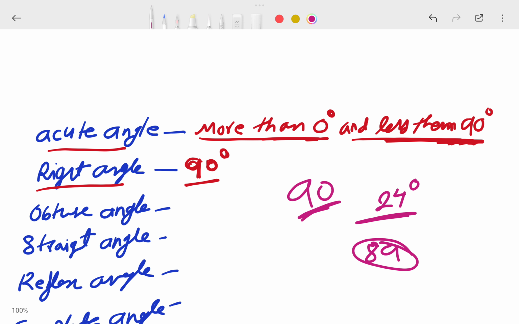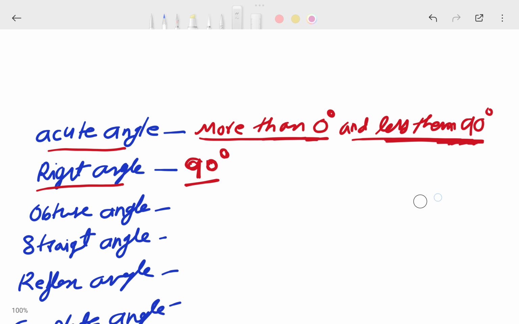Is 90 an acute angle or a right angle? Actually this is a right angle, because an acute angle is more than 0 but less than 90 degree, and this is exactly 90 degree, so it is a right angle. Less than 90 means 89, 88, 87, etc. I hope you understand. Is it clear? Let's talk about the next one.